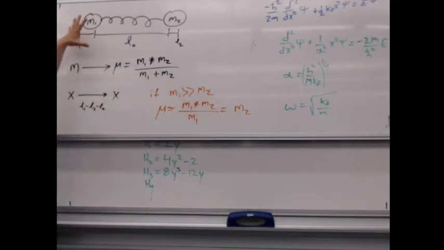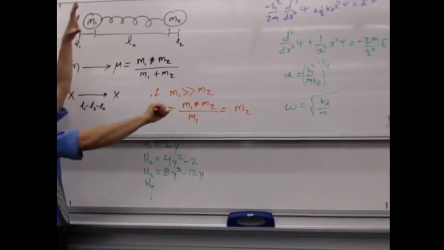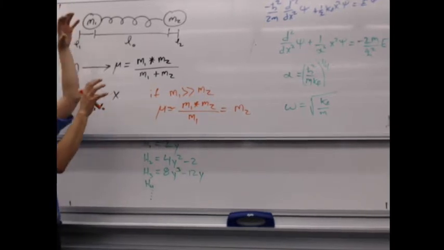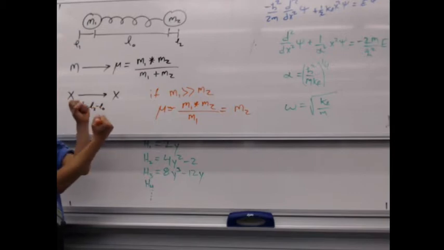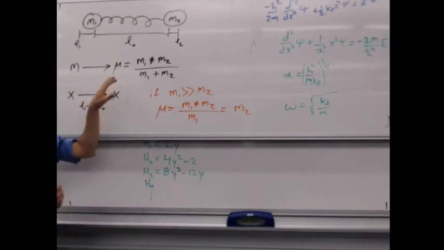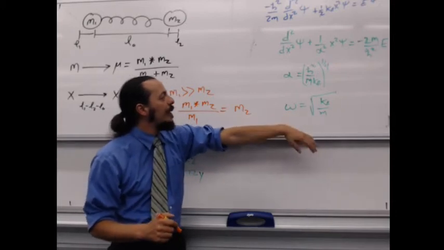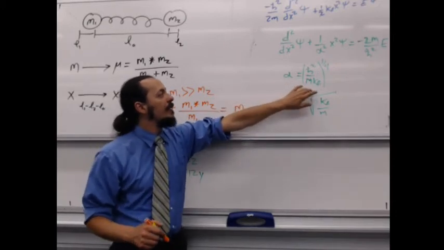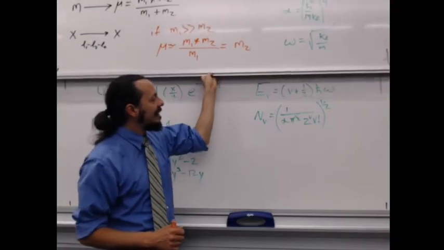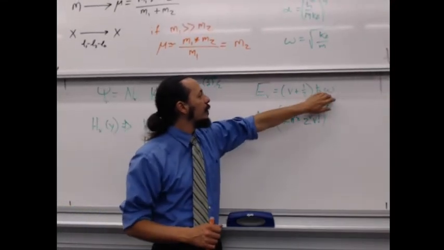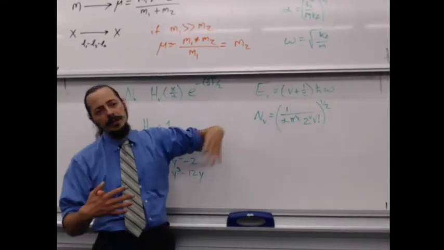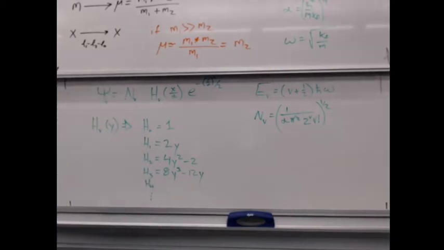Essentially, if this first one is giant, it acts like a wall. It doesn't move, only the other one moves. But as that wall shrinks down to a realistic size, we get this reduced mass for figuring out, like our vibrational frequency is going to depend on the reduced mass. This alpha parameter is going to depend on the reduced mass. And since the vibrational frequency depends on the reduced mass, the energy is also going to depend on the reduced mass. So we just have that tiny little tweak.